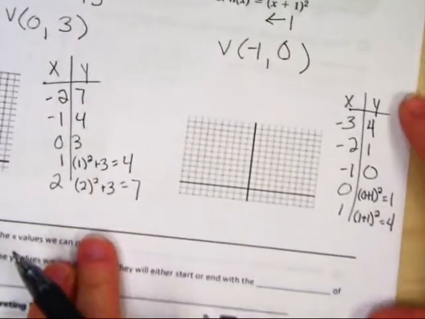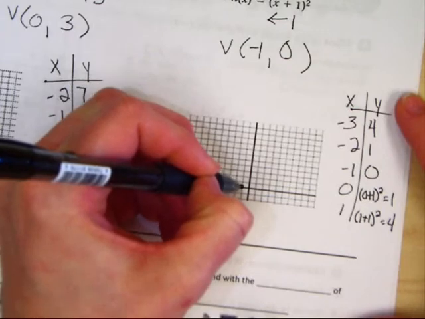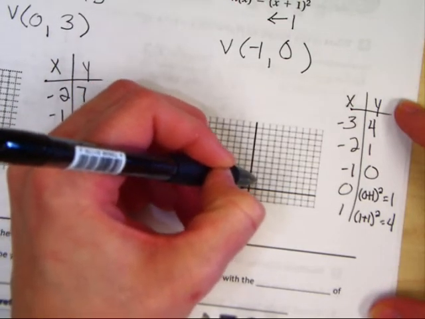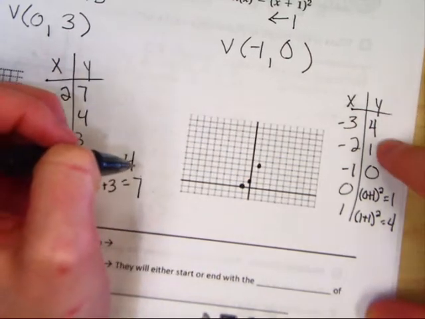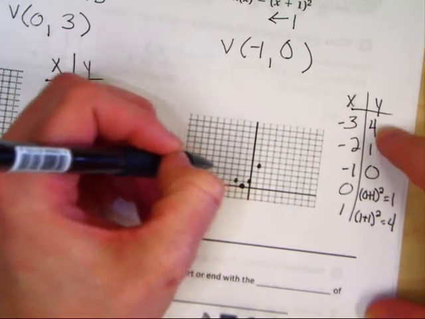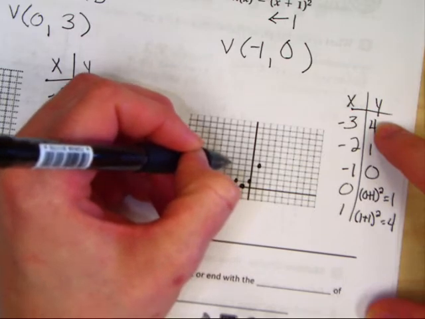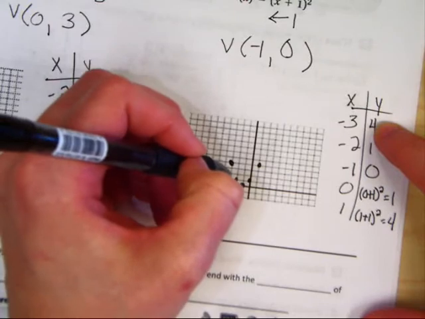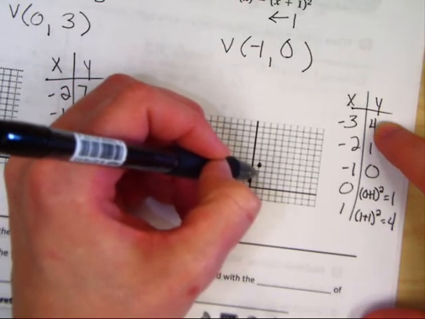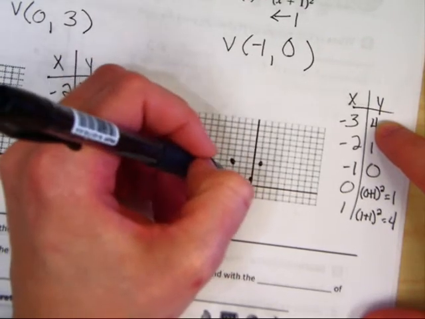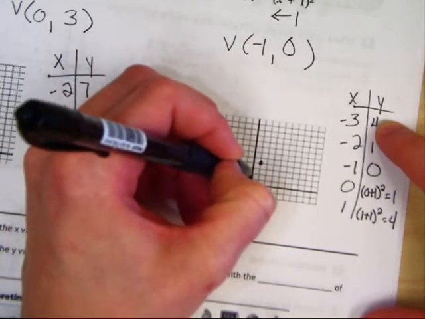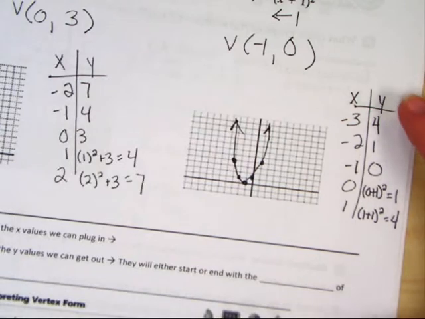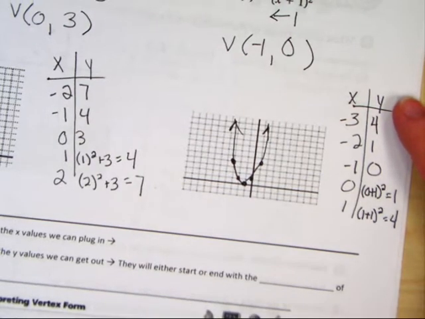Take a look at the one on the left. -1, 0 is left 1, up 0. Over 0, up 1. Over 1, up 1, 2, 3, 4. Left 2, up 1. Left 3, up 4. Again, you have your perfectly shaped parabola, and it has simply been moved to the left 1 unit.